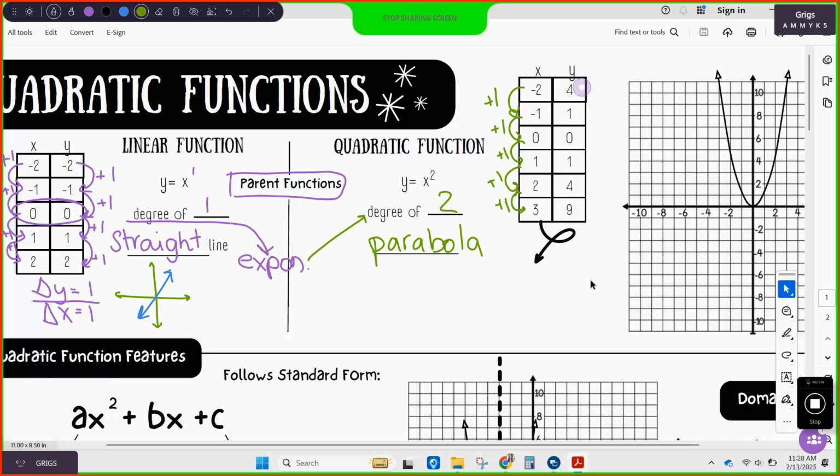So let's look at this. 4 does what to become 1? Subtract 3. 1 does what to become 0? Minus 1. 0 to 1? Plus 1. 1 to 4? Wait, that's 3. Plus 3. Okay. Alright, get that written down and put your pencil down.